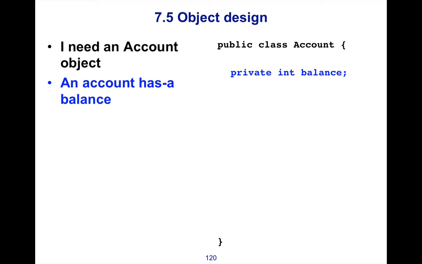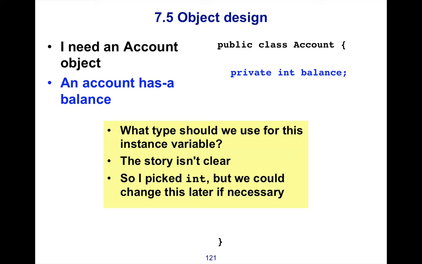What is the right choice of data type for the balance? Well, there's no right or wrong answer here. It might be an int, as we've used, or maybe you want to use a double to capture fractional dollars as cents. In any case, if we decide it's an int for now, we would then declare an instance variable, private int balance.